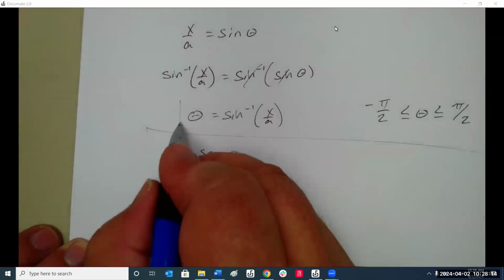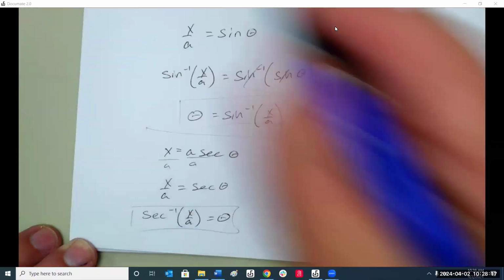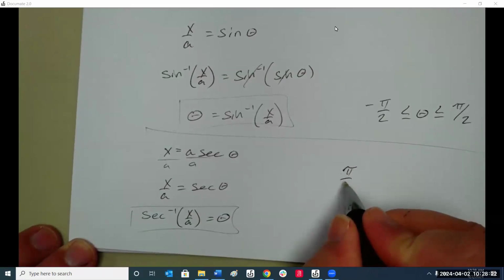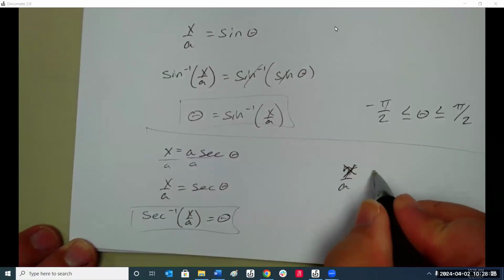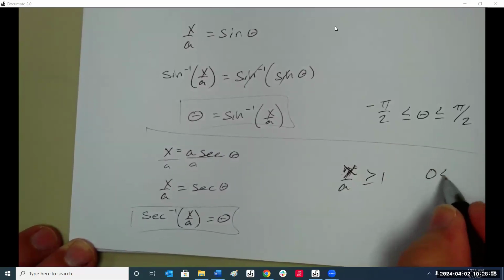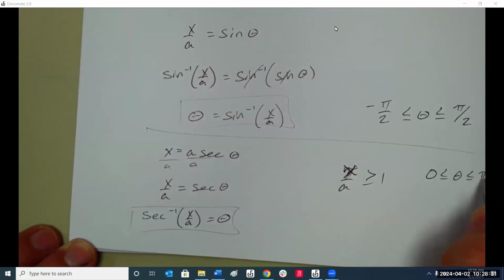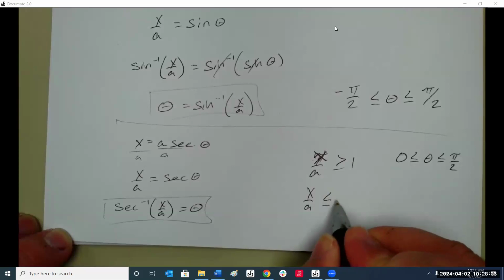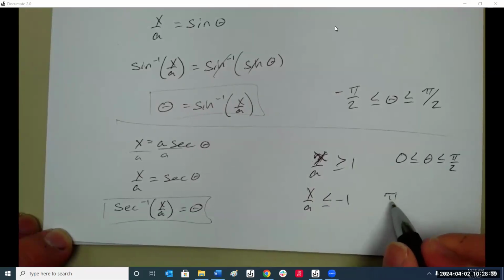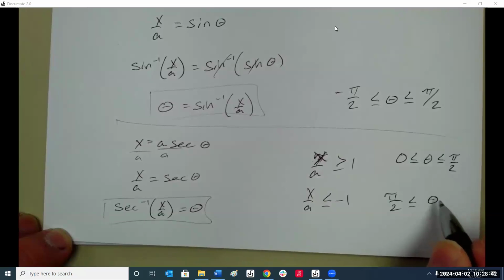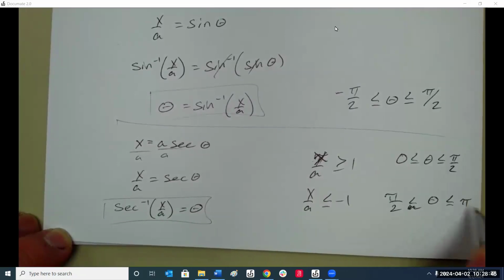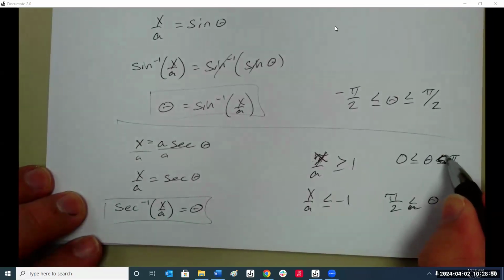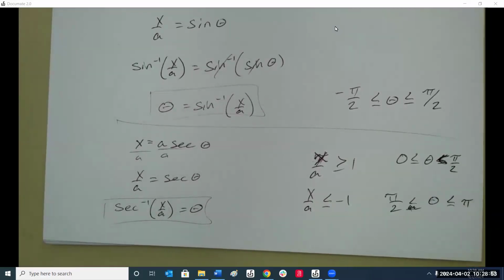This one has two parts. If x over a is greater than or equal to 1, then we're between 0 and pi over 2. If x over a is less than or equal to -1, then we're just on the opposite side, because they have to overlap that point.